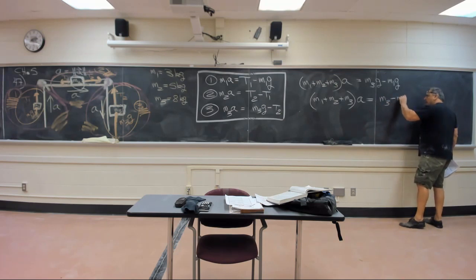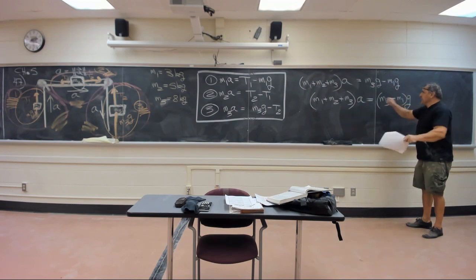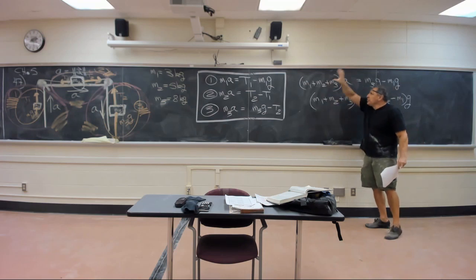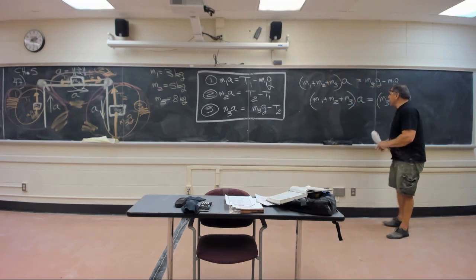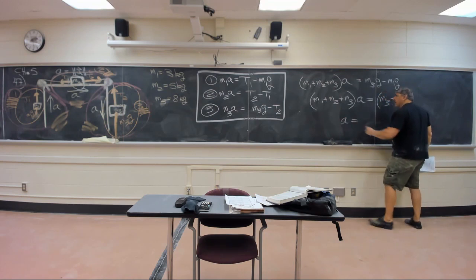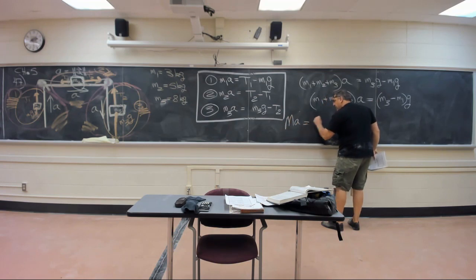What's going on here? Makes sense to me. Look what happens here, guys. M3G is the weight of M3. M1G is the weight of M1. There's a tug of war. This guy wins by M3G minus M1G. That's the unbalanced force. The unbalanced force equals total mass times acceleration. Pretty fascinating. Mass times acceleration equals resultant force.